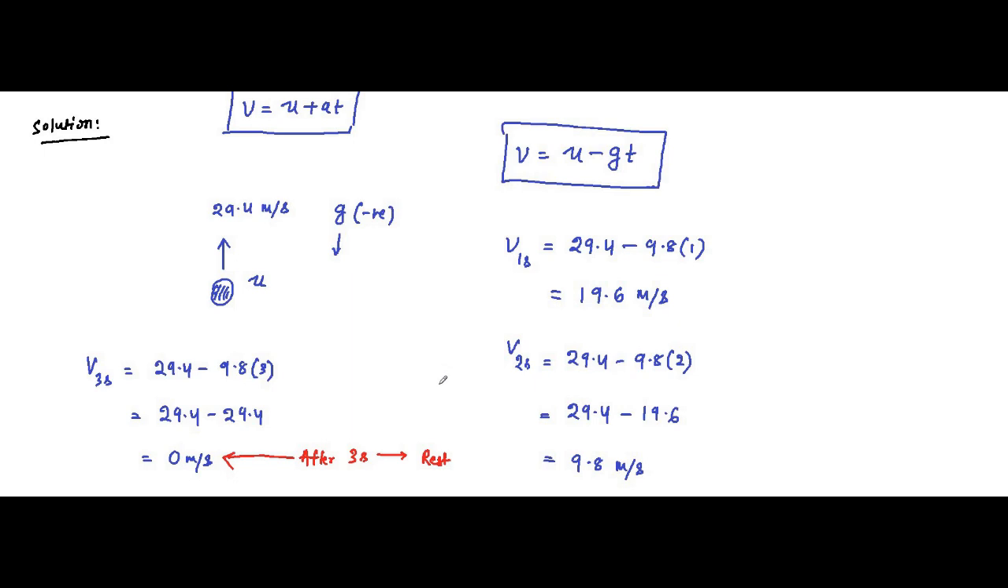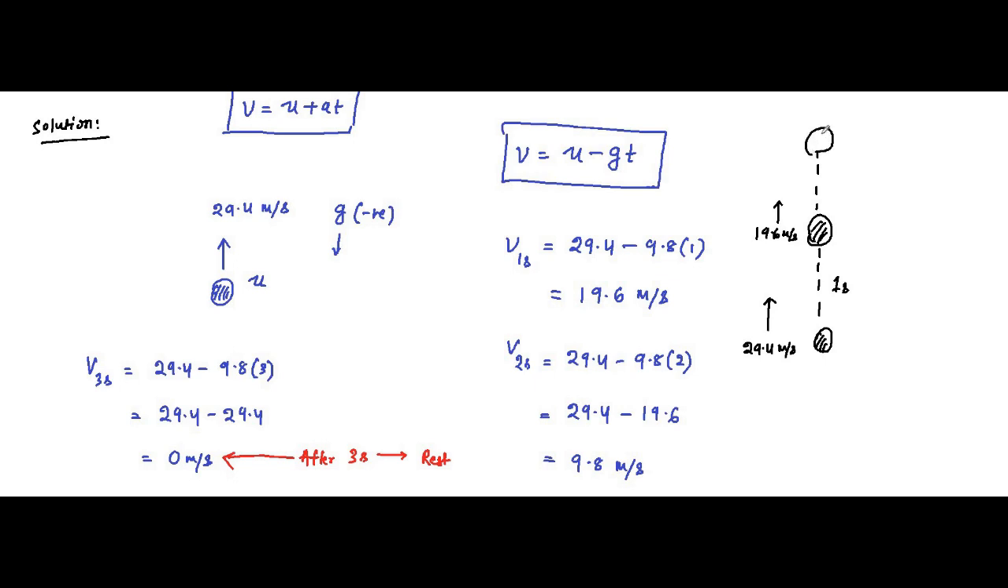Okay, so if we draw the whole thing, it will be something like this. The ball started with an initial velocity of 29.4 meters per second. Then it went upwards. After 1 second the velocity was 19.6 meters per second. Then it went further upwards.